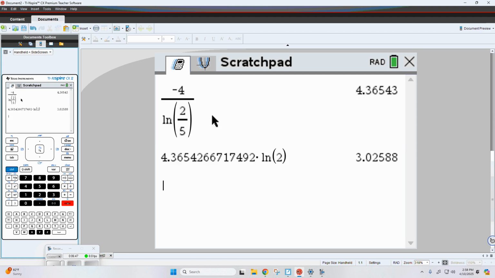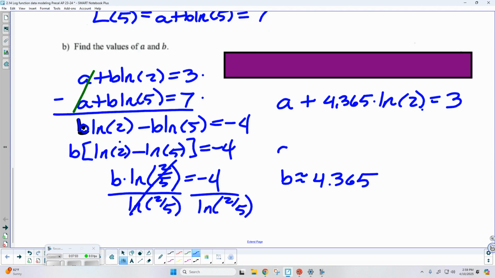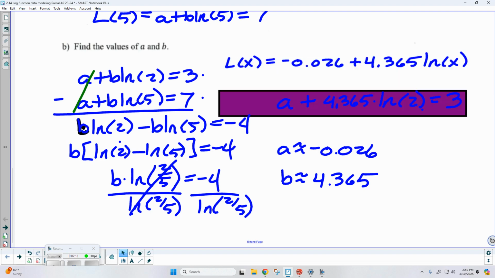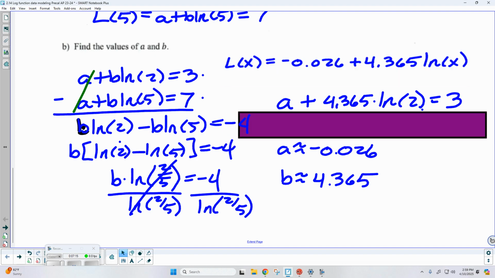Okay, so A plus this number equals 3. So I'm going to take 3 and subtract this. Okay, so this is what I'm getting for A. Let's say negative 0.026. There we go. Now if I take both those values and plug them into my general form, here is the equation for L: negative 0.026 plus 4.365 natural log of X.